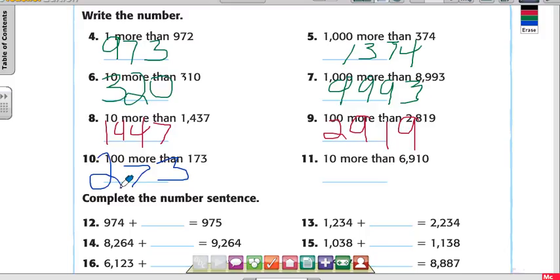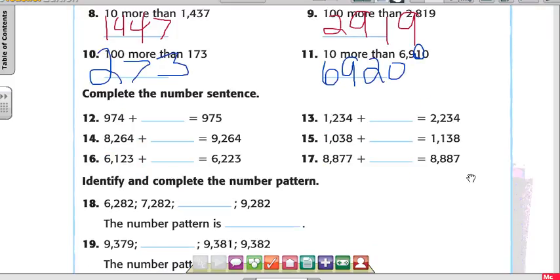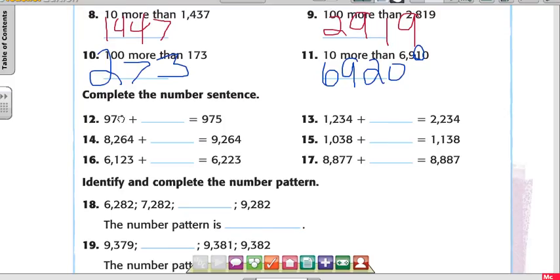Number 11? 920. So only the tens place changes. For number 12 through 17, whichever place value changes, that's how much I'm going to add. So if the number in the ones place changes, how much did I add? 1. If the tens place changes, how much did I add? 10. If the thousands place changes, how much did I add? 1,000. And obviously if the hundreds place changes, how much did I add? 100.